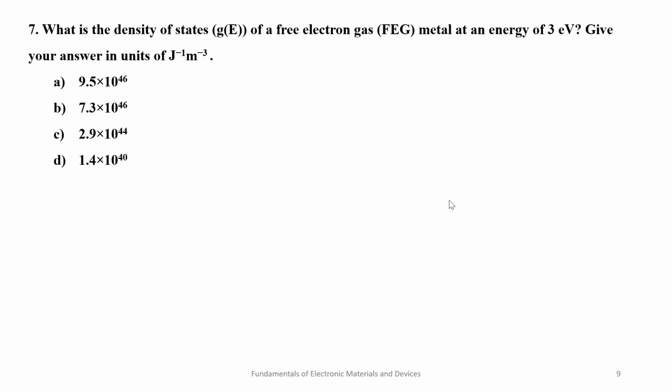So next is something you have to solve and give the answer. What is the density of states for an FEG metal at an energy of 3 electron volt? And your answer should be in joule inverse meter to the power minus 3. So you are asked to calculate the density of states of the metal and the energy is given as 3 electron volt. Please take your time, all of you try to solve, and can anybody give me the answer?